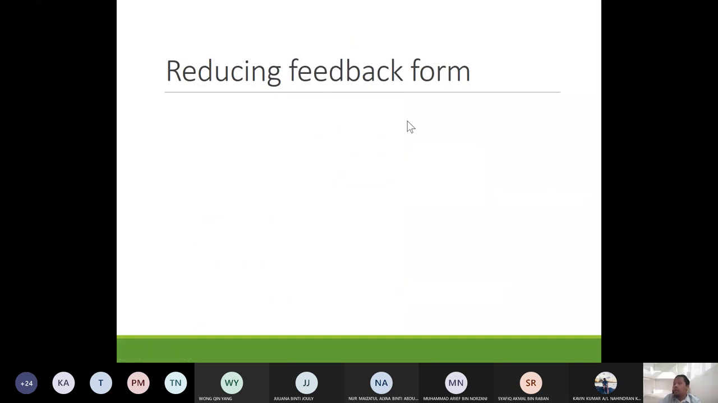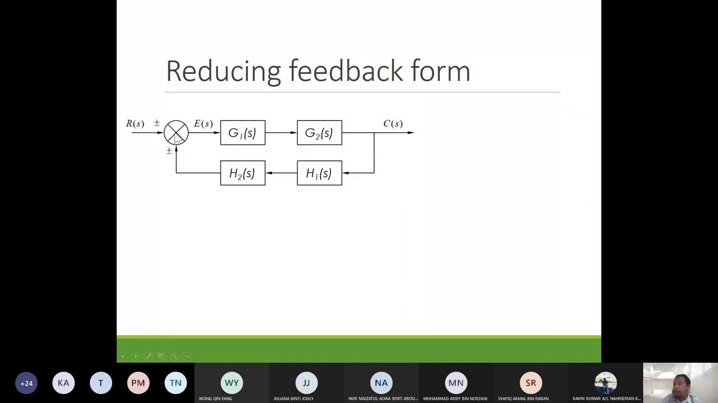And then we look at how to reduce the feedback arrangement. So for a feedback arrangement, usually you have a signal coming from a summing junction. And then when it goes out, part of the signal is coming back into the original point, or coming back into the summing junction. So when you have a summing junction at the beginning and a pick-off point at the end, then it is a feedback form. So you must look at the signal direction. It's going forward and then going backward.